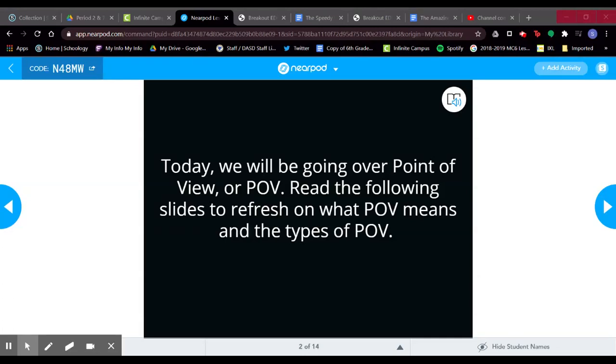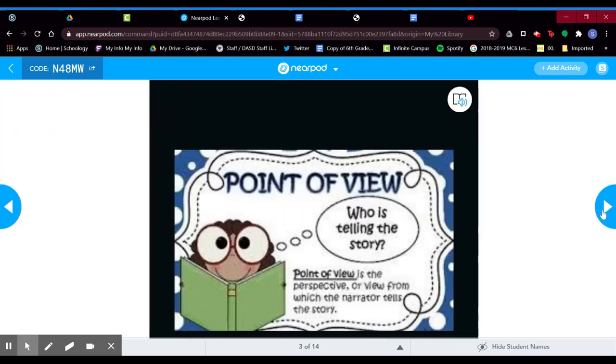Right, guys, today we'll be going over point of view, also known as POV. So we're going to read the following slides to refresh on what point of view means and the types of point of view. We've gone over this in the first marking period, and we've kind of chatted about it throughout. So this should just be a refresher for all of you.